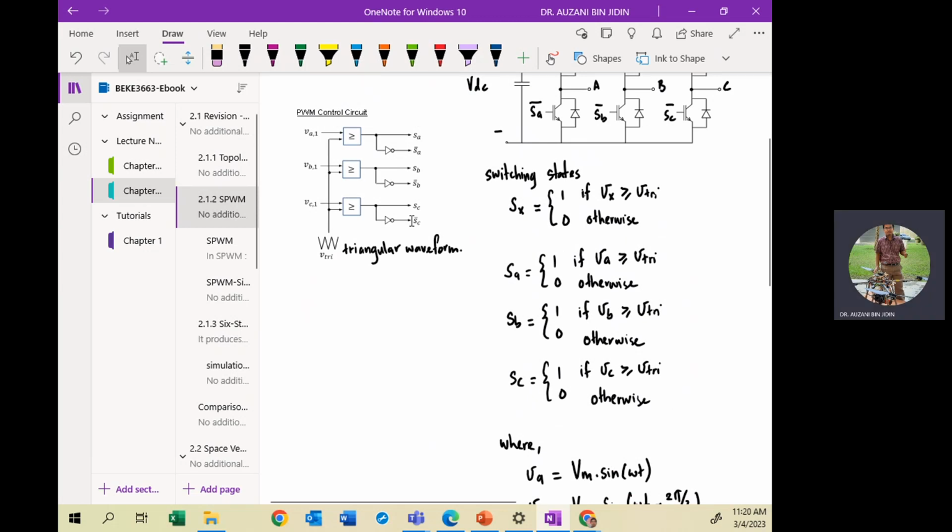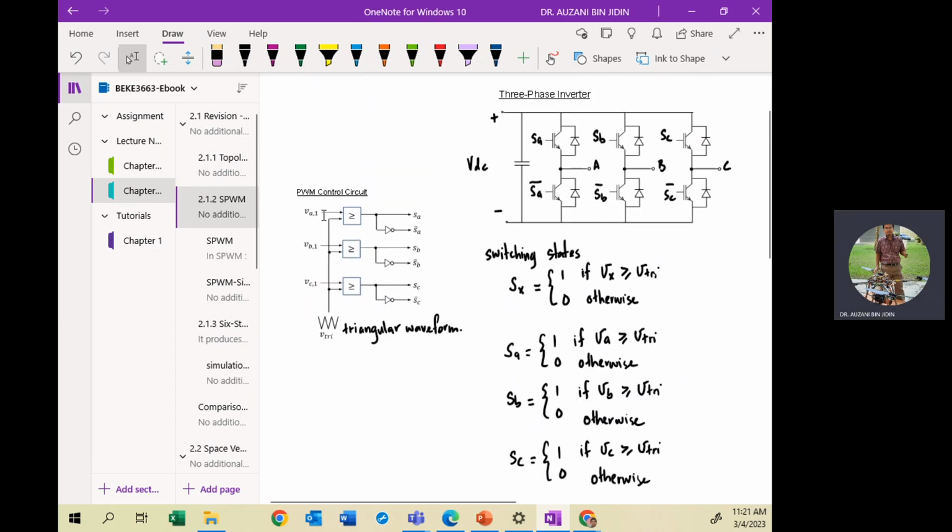Okay, so make sure you can relate these three expressions with the model. How to construct this model, the PWM control circuit, using these three equations, SA, SB, SC. So VA is larger than triangular. If the condition is fulfilled, then it will produce SA as 1. For SA bar, you must put the NOT gate here in order to invert the signal. Clear?